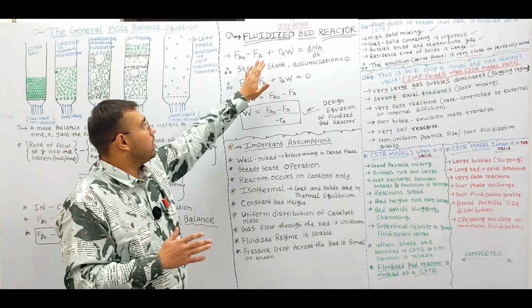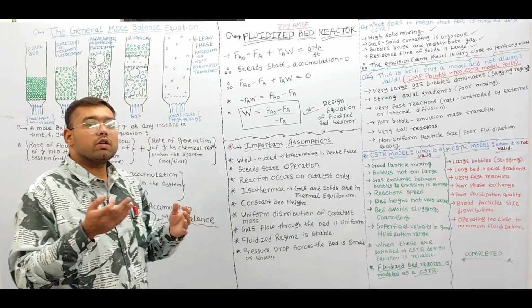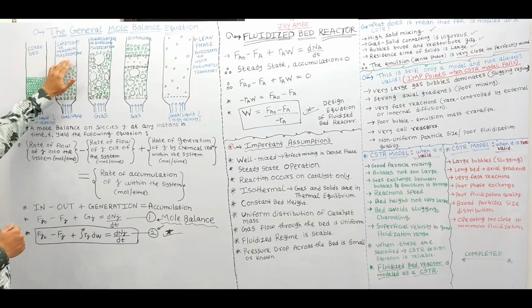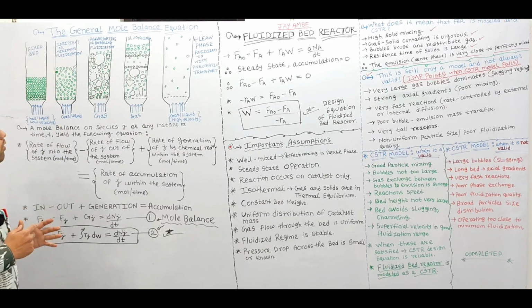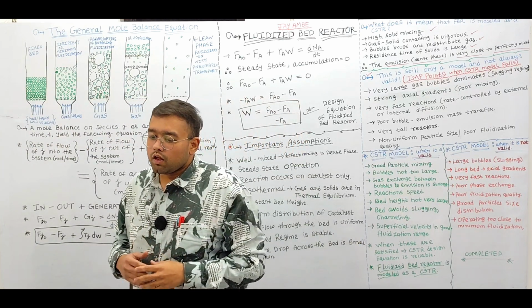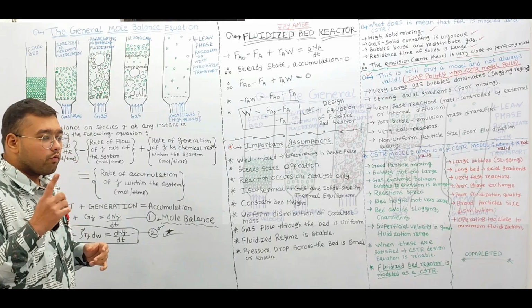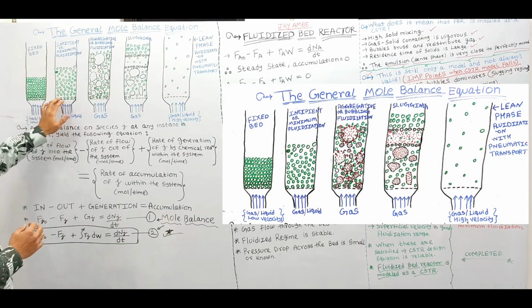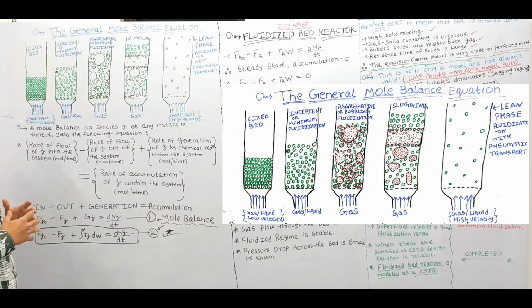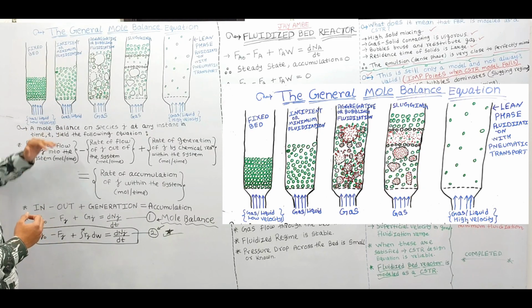Now let's understand the term minimum fluidization. In order to understand the fluidized bed reactor, we need to understand what the term minimum fluidization means. The minimum fluidization velocity is the velocity of the flowing fluid through which the catalyst bed becomes suspended, right? The catalyst bed becomes expanded. Okay, it's called the minimum fluidization velocity.